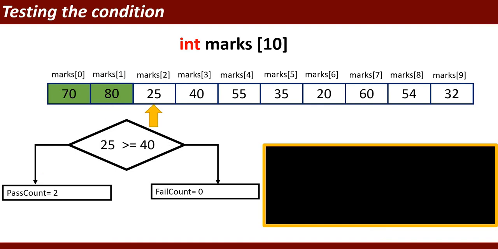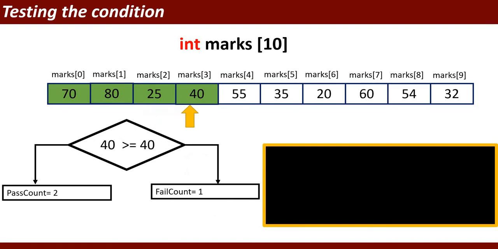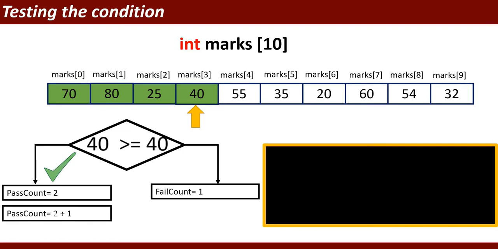Now we will test the value of 25. 25 is greater than equal to 40? No, this condition is false. Then it will increment in fail count, and fail count value will become 1. After this, it will test 40. 40 greater than equal to 40. 40 is not greater than, but equal is there. Now it will increase value in pass count, and pass count value will become 3.